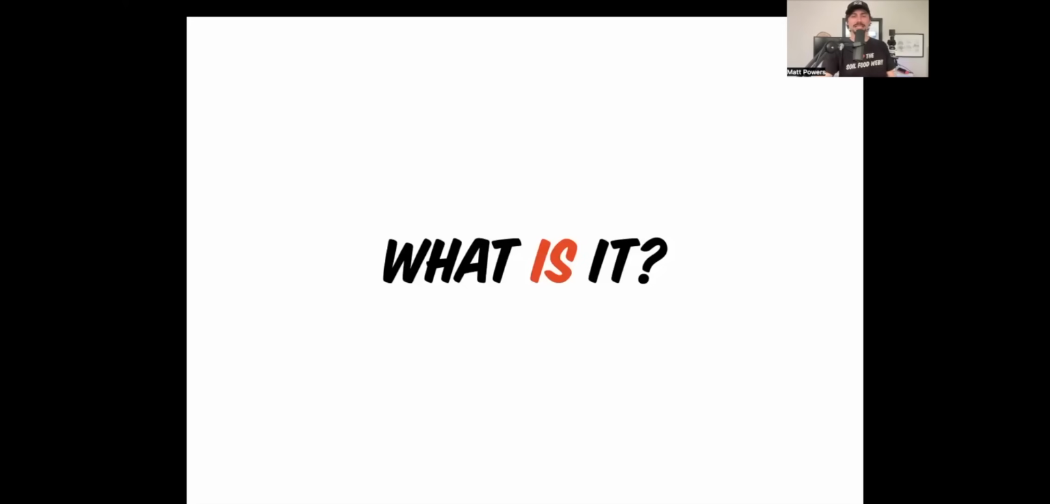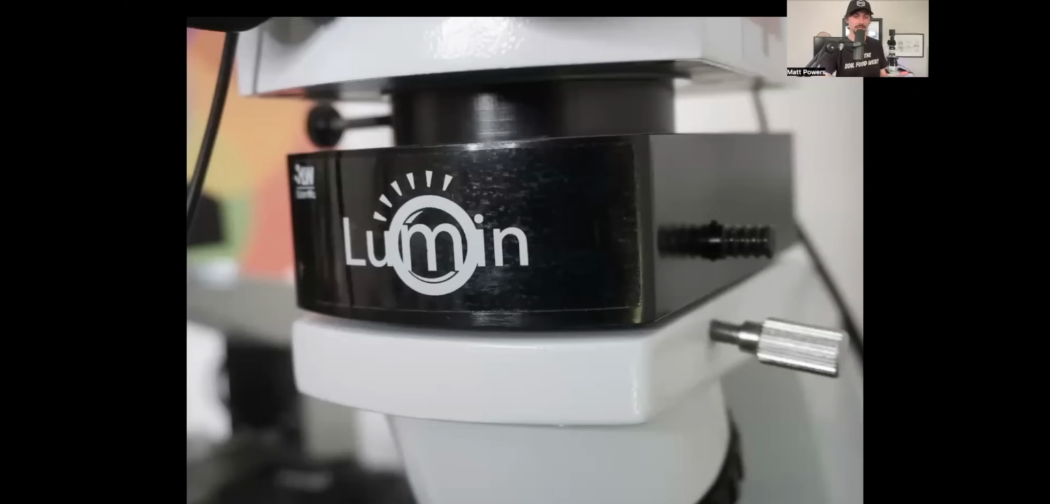So what is it? Well, it's this LED light that's cobalt blue, and it goes through a filter cube where it focuses it, and then as the light bounces back up, here I'll just do it right now. Well, I'll turn it on.